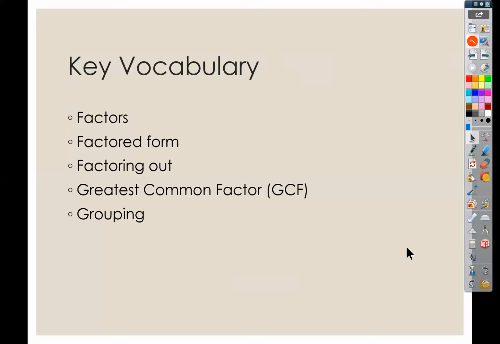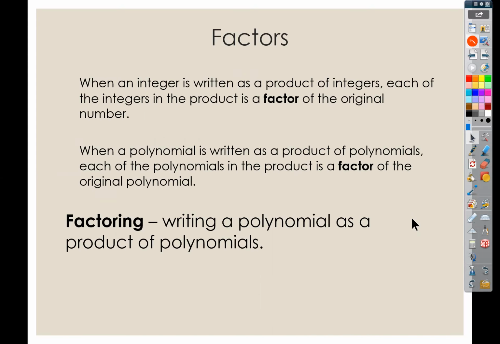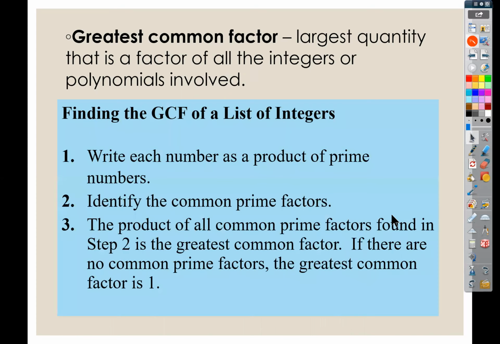So key vocabulary: factors, factored form, factoring out, greatest common factor, and grouping. When an integer is written as a product of integers, each of the integers in the product is a factor of the original number. When a polynomial is written as a product of polynomials, each of the polynomials in the product is a factor of the original polynomial. Factoring is writing a polynomial as a product of polynomials. The greatest common factor is the largest quantity that is a factor of all the integers or polynomials involved.